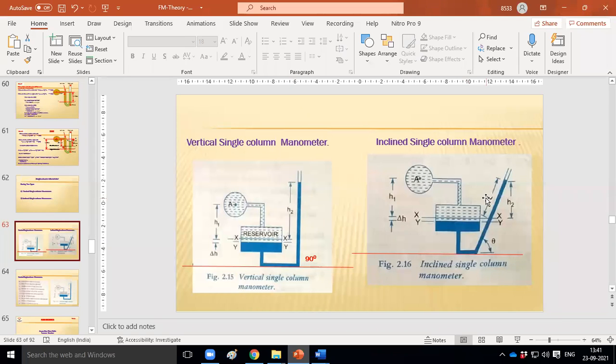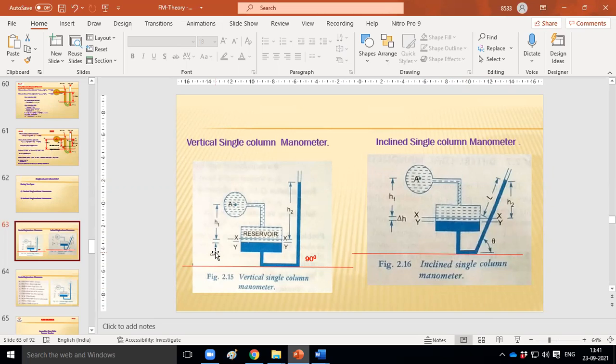On the right side, the angle the tube makes with respect to horizontal is represented by the notation theta. Is theta greater than 90 or less than 90? Less than 90. Theta is less than 90.